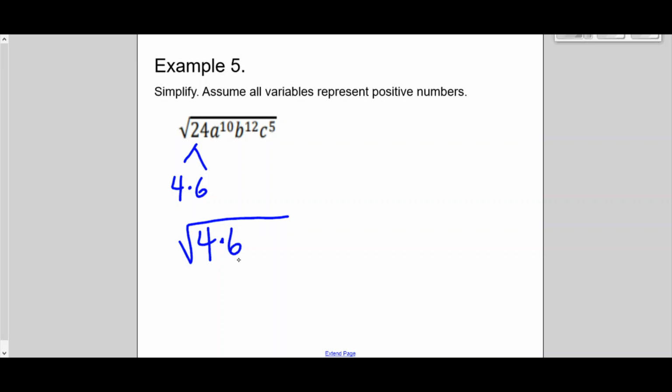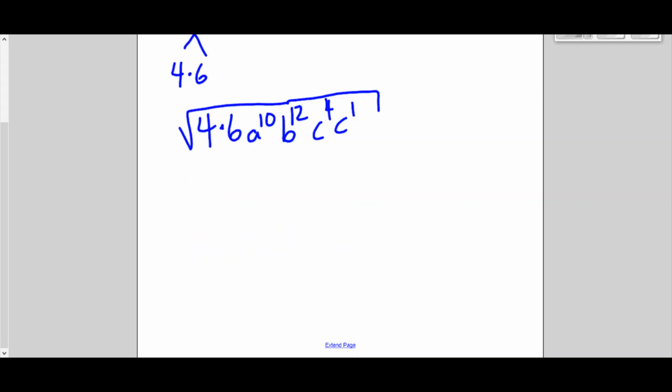10 is even, so we can say a to the 10. 12 is even, so this will be b to the 12th. C to the 5, 5 is odd. So since it's odd, I'm going to reduce the power by 1. And then I'm going to show where that other one is going. So there's my c to the first. And then here is the game, just simplifying.